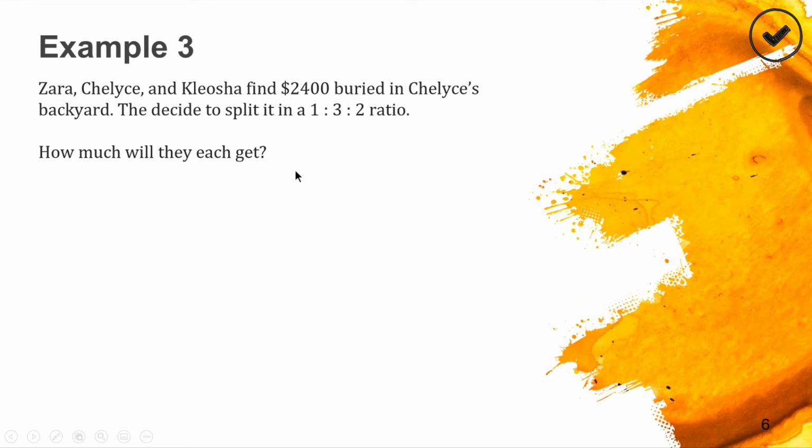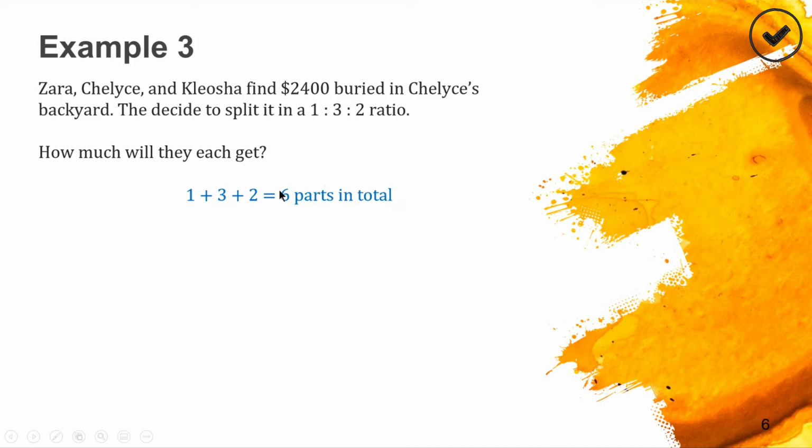So if that last example made sense to you, you can pause and try this one by yourself, or if you're not too confident yet, you can follow along with me. So once again, we have 1 part here, 3 parts here, and 2 parts here. So in total, we are trying to split up 6 pieces. Okay, 1 to 3 to 2 is 6 parts in total to the ratio.